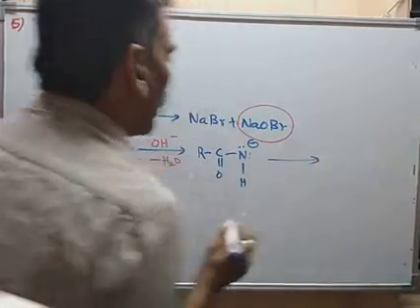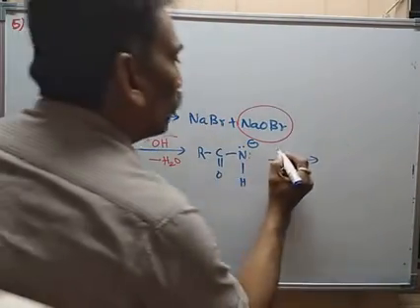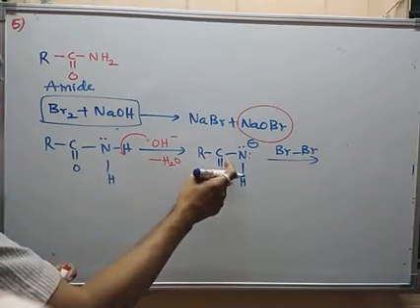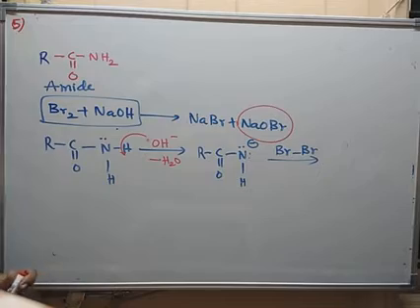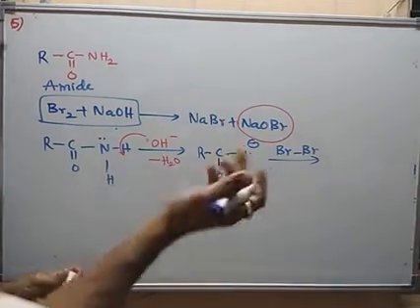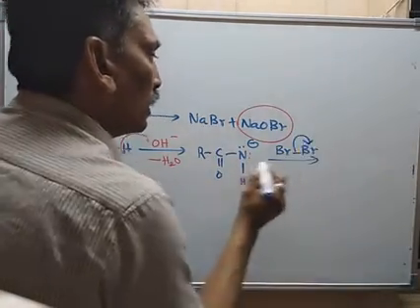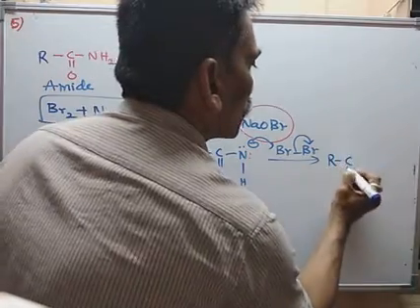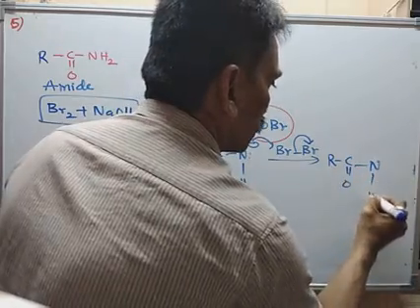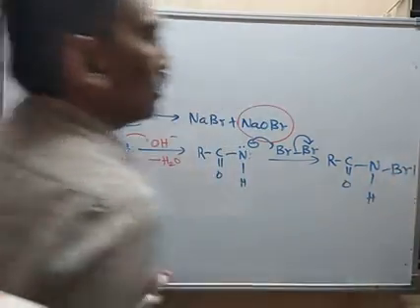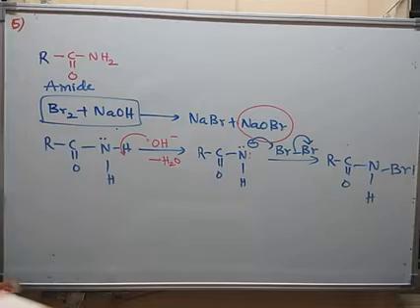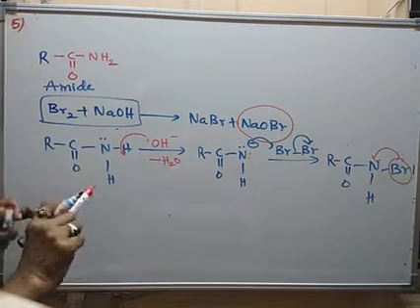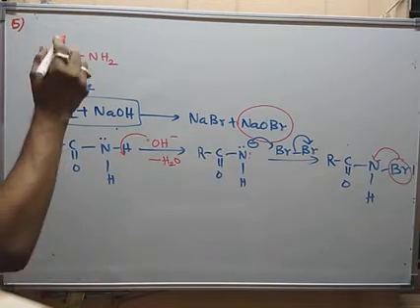Now in the second step, it is attacked by Br2. Due to this charged ion, this non-polar molecule becomes polar. These electrons are shifted and it is attacked by this one. Then you will get a compound R C double bond O NH Br. This is known as bromamide. Bromine is on which atom? The nitrogen atom.